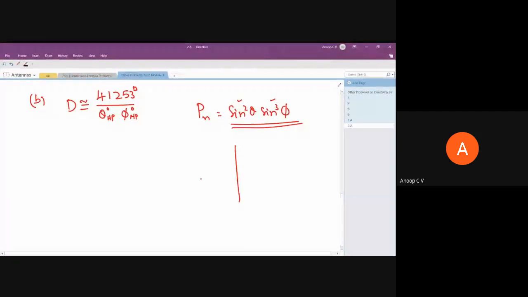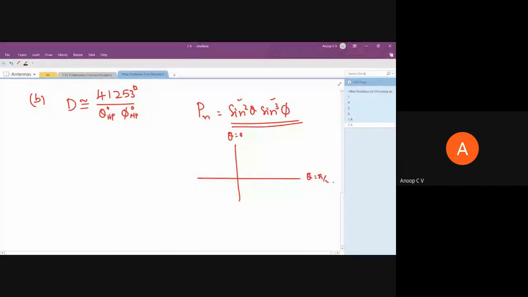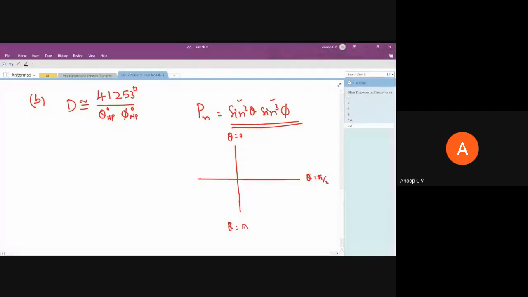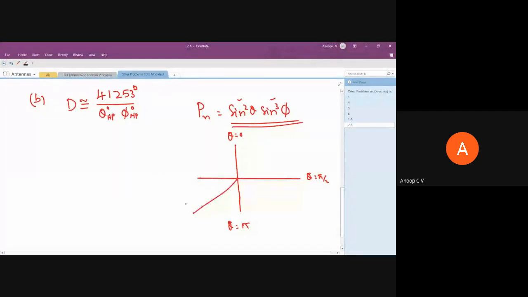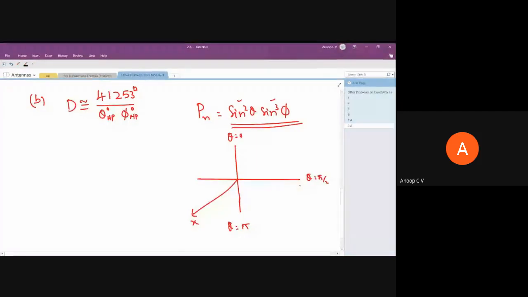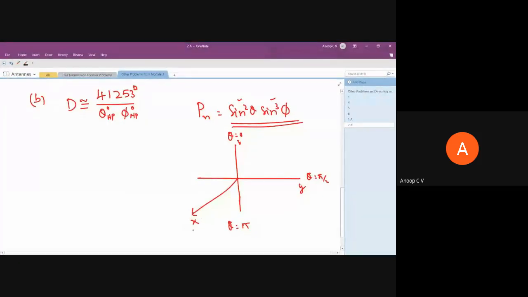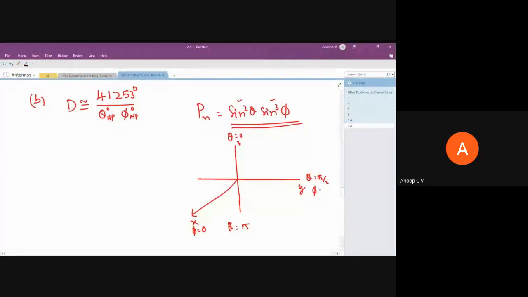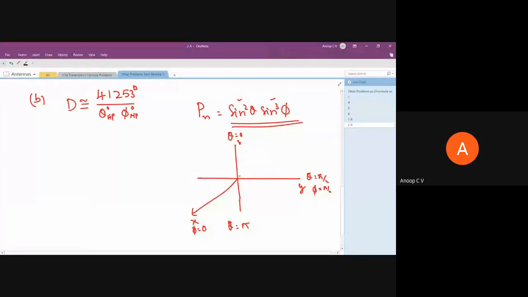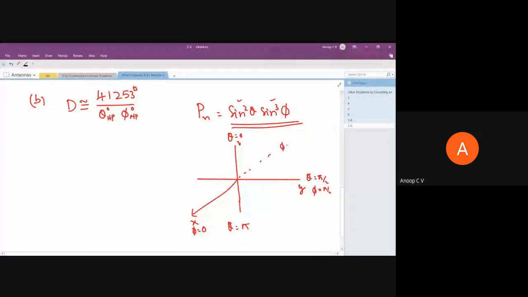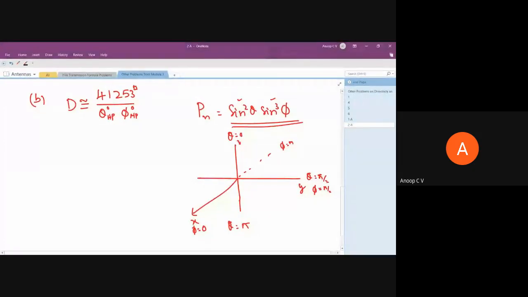I'll draw the coordinates here. This is theta equal to 0, this is theta equal to pi by 2, and this is theta equal to pi. Similarly, this is the x-axis, this is the y-axis, and this is the z-axis. This is phi equal to 0, this is phi equal to pi by 2, and behind, the negative x-axis is phi equal to pi. Both are functions of sine.